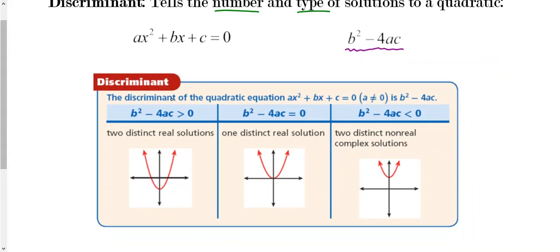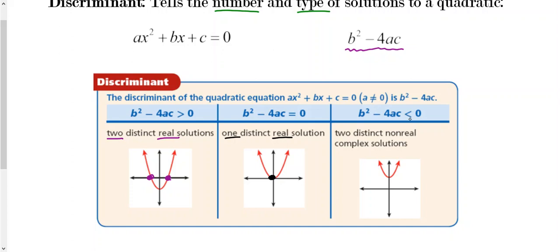So here we have a breakdown of the number and types of solutions that you can possibly have. If our discriminant is greater than 0, so if it's 2, 7, 29, anything bigger than 0, that will give you 2 real solutions. And if you were to graph that, the graph would hit your x-axis twice. If the discriminant equals 0, that gives you 1 real solution, meaning if you were to graph it, it would only hit your x-axis once.